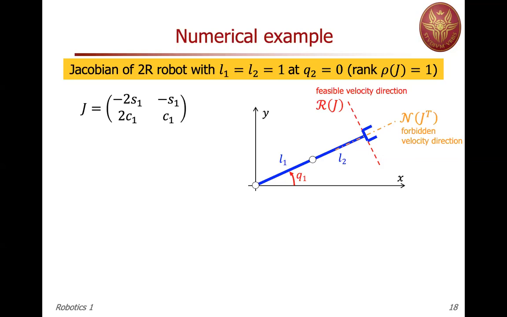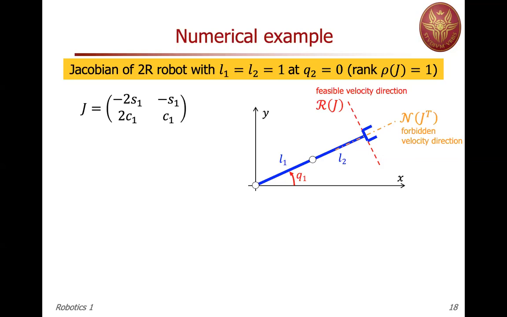In fact, I can use the pseudo-inverse, which is still defined and will generate exactly that solution. Now, one more comment on the forbidden velocity direction. So this is where we lose mobility at the end effector level.